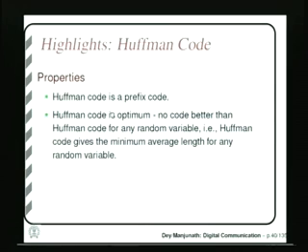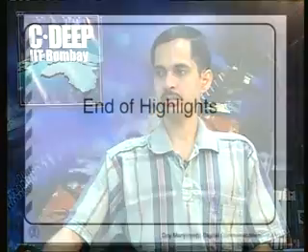We have seen some nice properties of Huffman codes. For example, Huffman code is a prefix code. We have seen in fact that in that example at least the Huffman code was a prefix code, and it can be proved that Huffman code will always be a prefix code. And Huffman code is optimum in the sense that for any random variable we cannot design a better code than Huffman code. Huffman code will always give us the minimum average length per symbol. So Huffman code gives us the best compression for any random variable. So this is what we did in the last class.